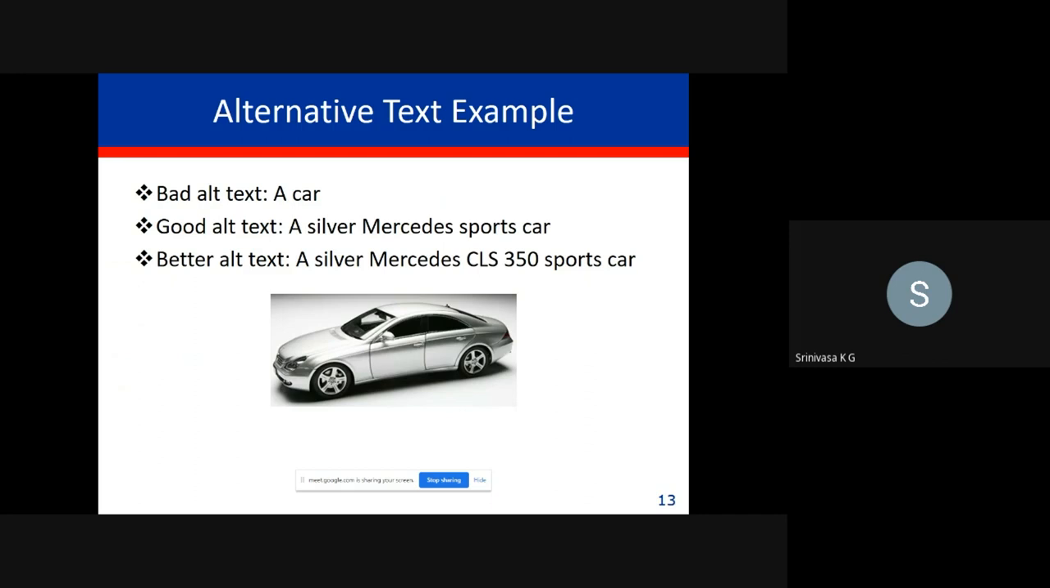Similarly, you should not have bad alternative text. For example, there is a car. What do you give? You should not write just "a car". What is a good alternative text? "A silver Mercedes sports car." A much better alternative text is "a silver Mercedes CLS 350 sports car." You should write about this image.